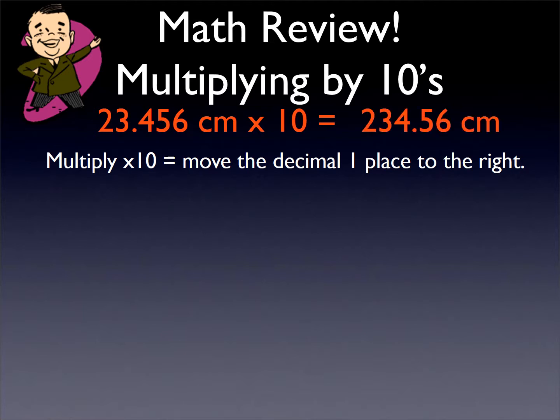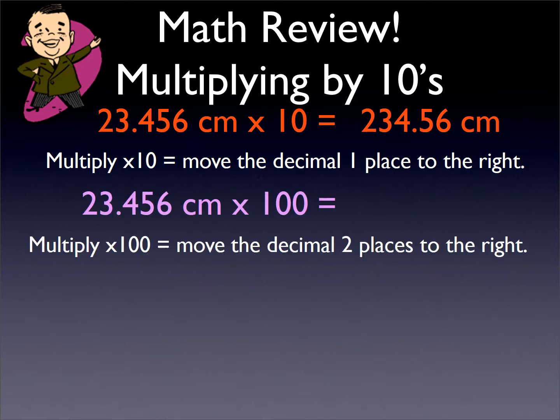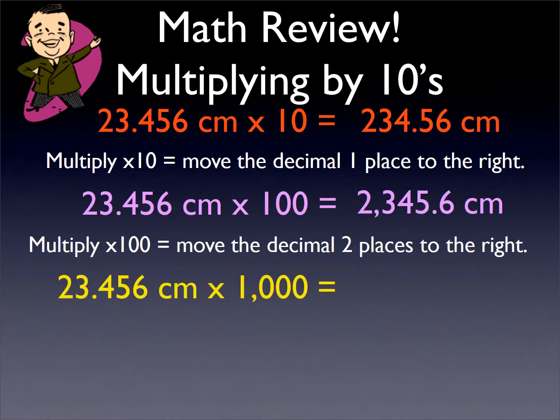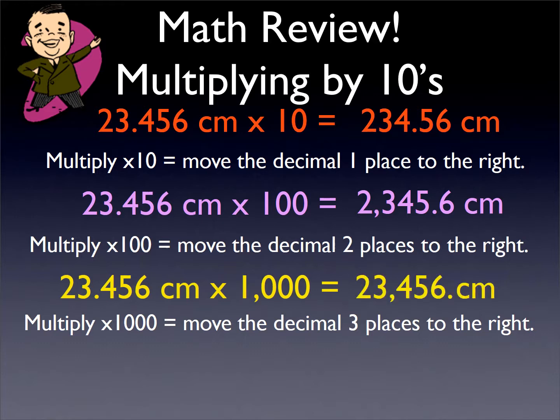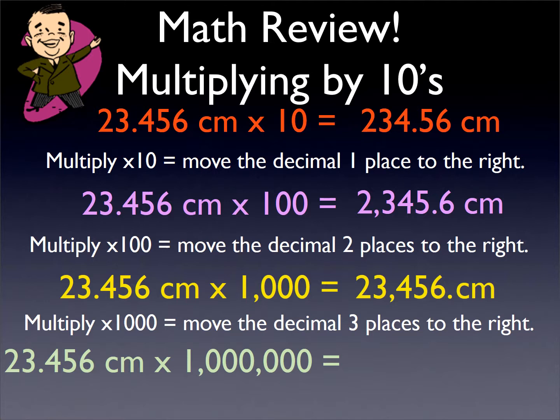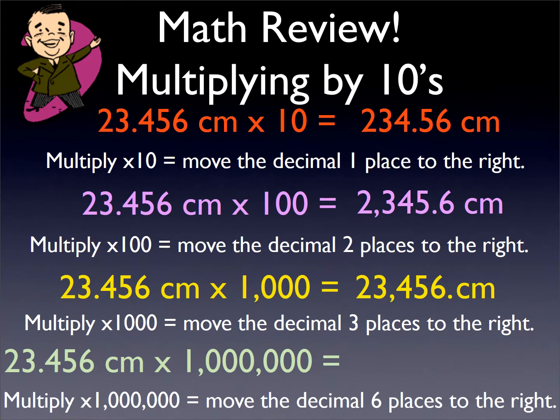So 23.456 turns into 234.56. If you multiply by 100, you move it over 2 spots because there are 2 zeros. And multiply by 1,000, you move it over 3 spots to the right, and you get a bigger number. And if you multiply by 1,000,000, 6 zeros, you move over 6 spots to the right.